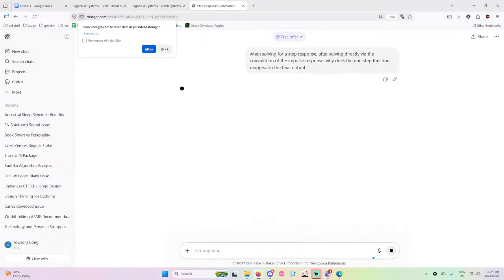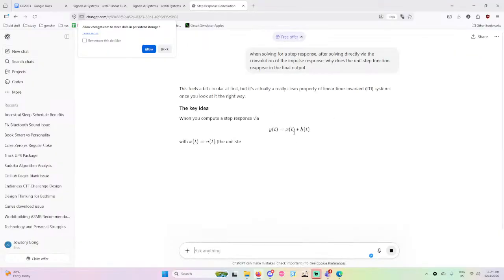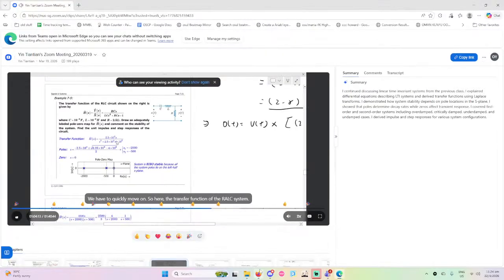So now let's proceed to look at the example here. Of course, we still have a lot of things to go through, so we have to go quickly.